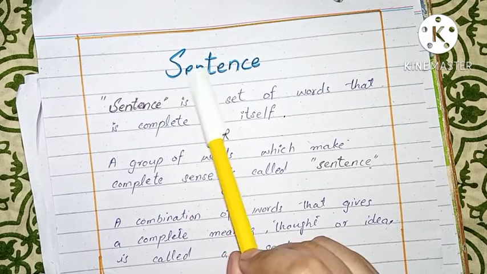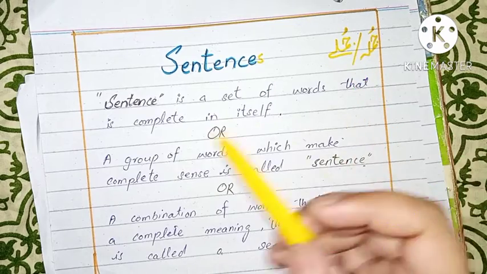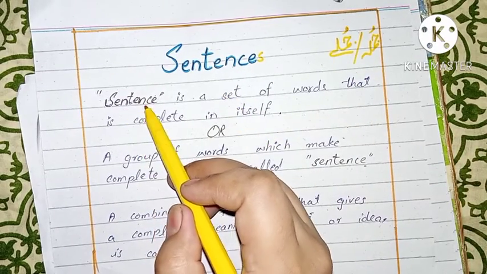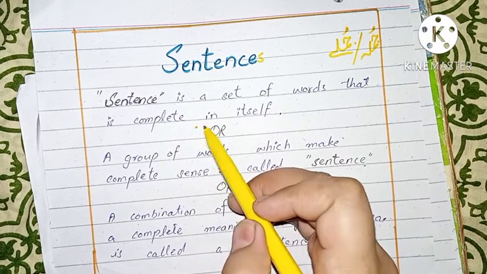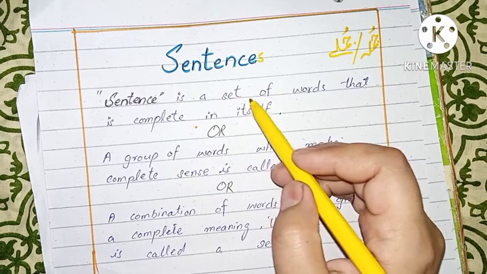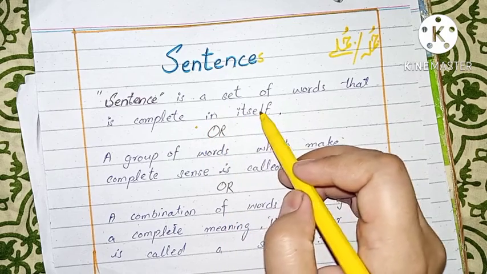The topic is sentence. Sentence, jumla, sentences, jumle. So what is the definition? The definition is: a sentence is a set of words that is complete in itself. Meaning, it's a set of words and it is complete in itself.